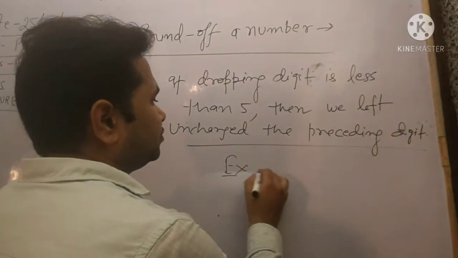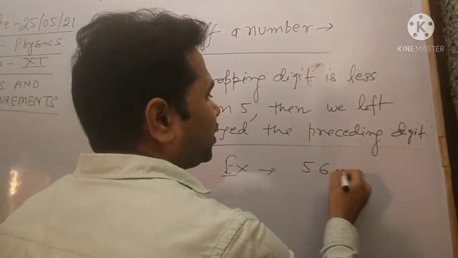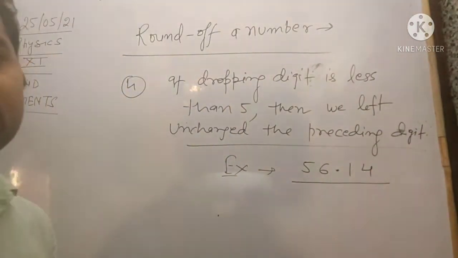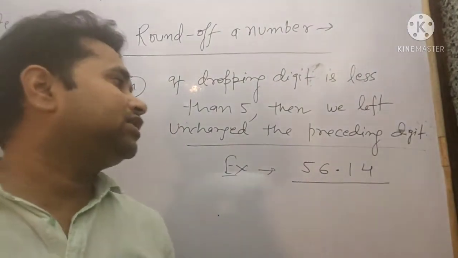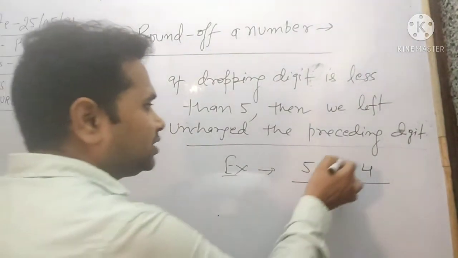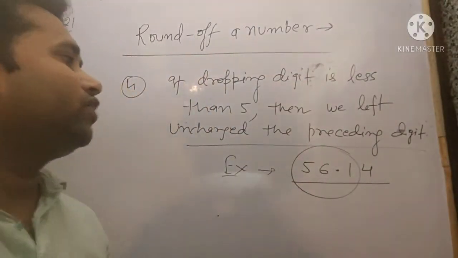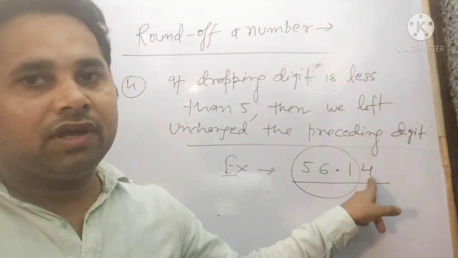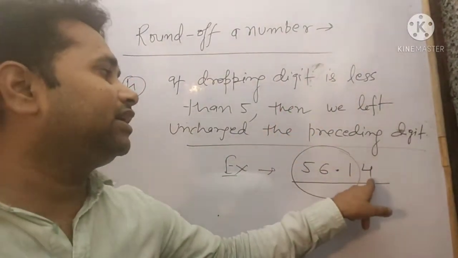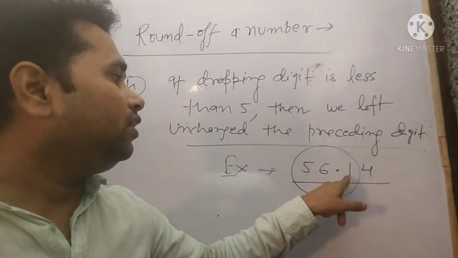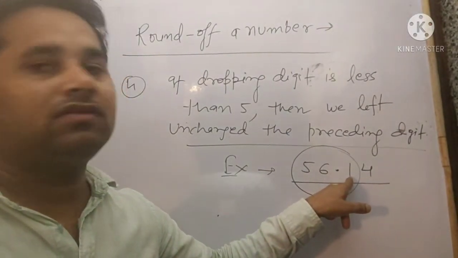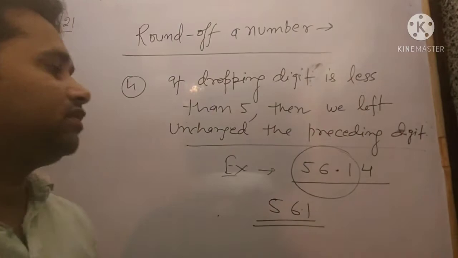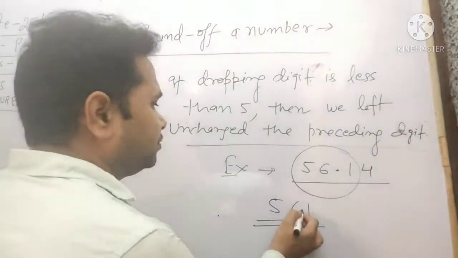Example 56.14. and now suppose we have to report the answer in 3 significant figures. मतलब हमें सिर्फ 3 significant figures लेने हैं. So we have to drop the 4 and this 4 is less than 5, and the rule says that when the dropping digit is less than 5, we don't need to increase this preceding one. It means answer will be 56.1 only.